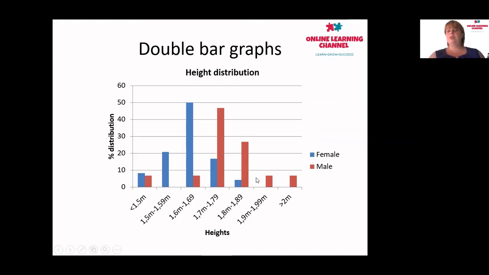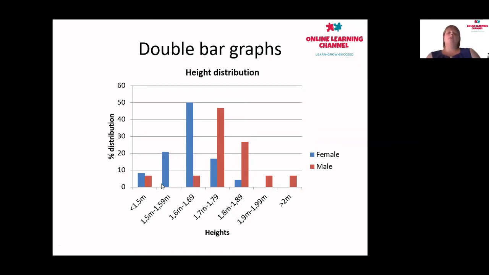Then remember where you're going to get your marks. You're going to get your marks for the key, for female and male, and you can get your marks for your 2 axes, that they're correct, and your heading, that it's correct, and obviously for the graph, that it's the correct graph, and that it represents the correct information.